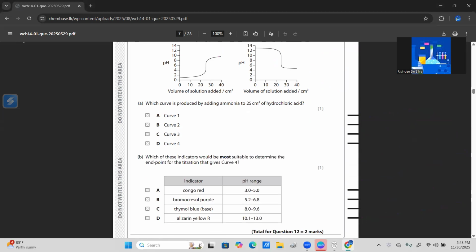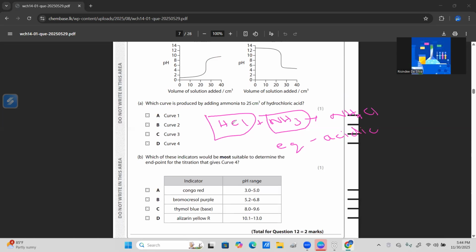Which of these indicators would be more suitable to determine the end point? Now children, our reaction is HCl and ammonia forming ammonium chloride. This is a weak base. This is a strong acid. When you have a strong acid and a weak base, the equivalence point will lie in the acidic region. So if we take Congo red, we can see 3 to 5.